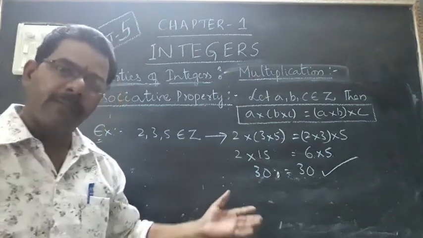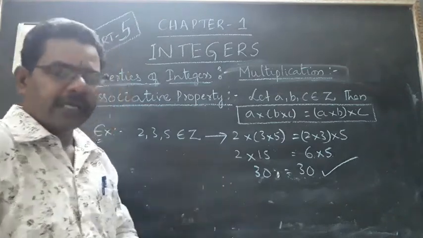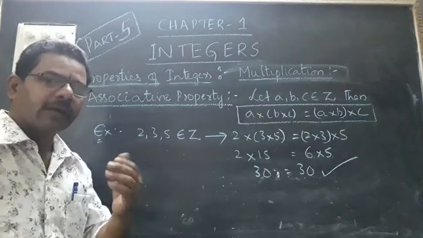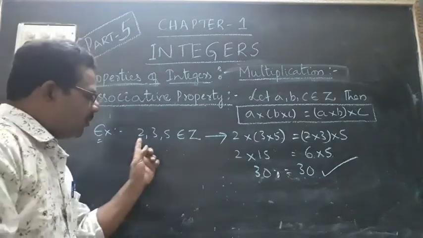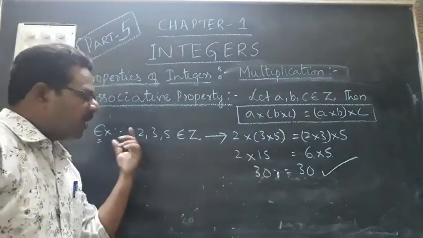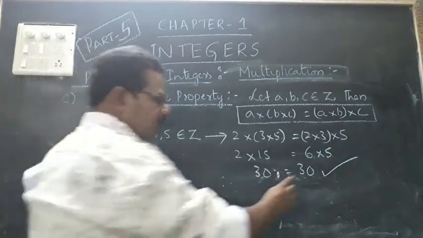Like this you can take a number of examples. Here I have taken one example. Suppose I have taken all positive integers, it is okay. But what about all the negative integers? That also we shall see.